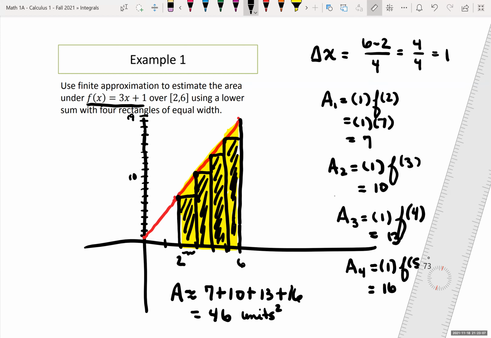So 6 isn't included in that? Did I not do 6? No, it's not. So that's not part of our height. So we wouldn't look at f of 6 because this one wanted us to look at the smallest endpoint of each rectangle.